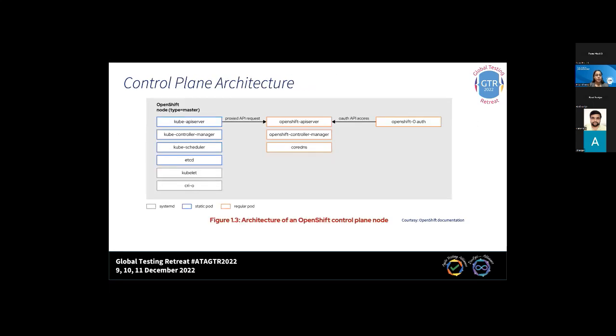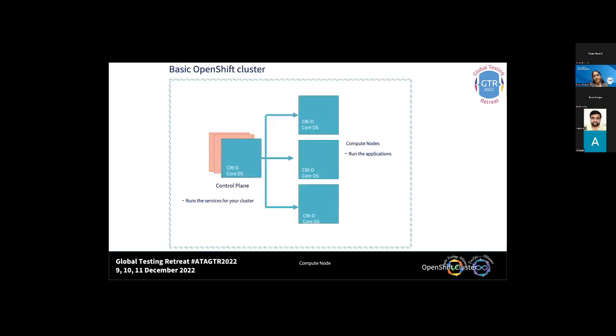Okay. So maybe before control plane architecture, let me move to the other slide first. What is a basic OpenShift cluster? What does this consist of? As in Kubernetes, even here you have a control plane and you have compute nodes. The control plane, as we know, is the administrator of your cluster. Everything that has to be done on the cluster has to be done through your control plane. We also call it the master.